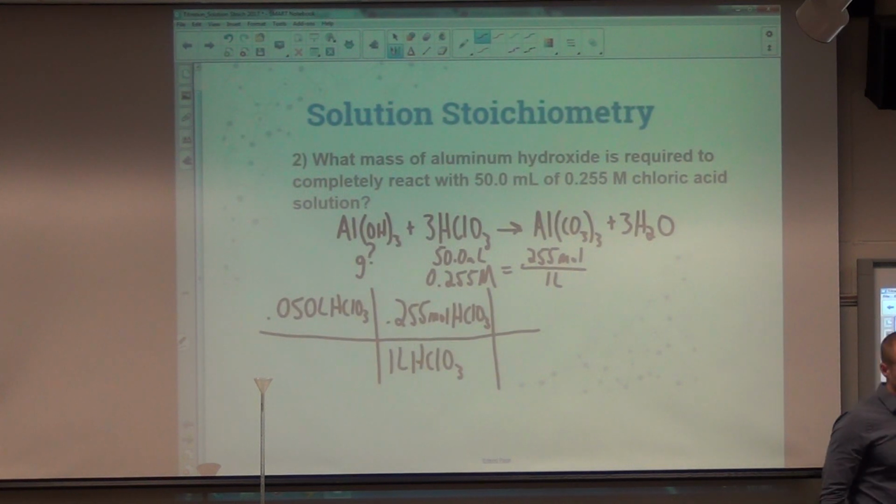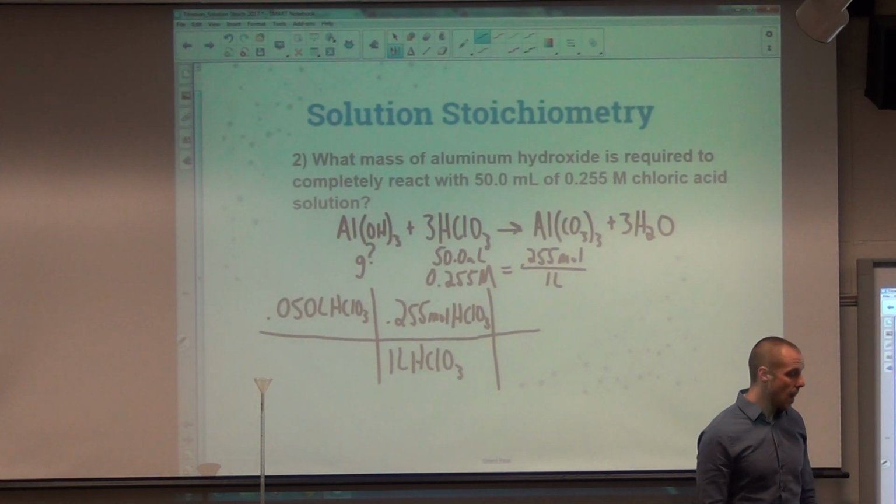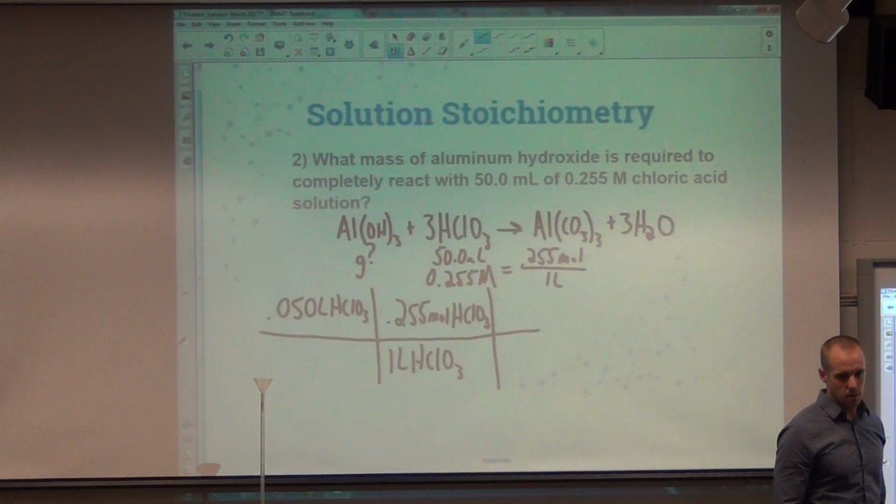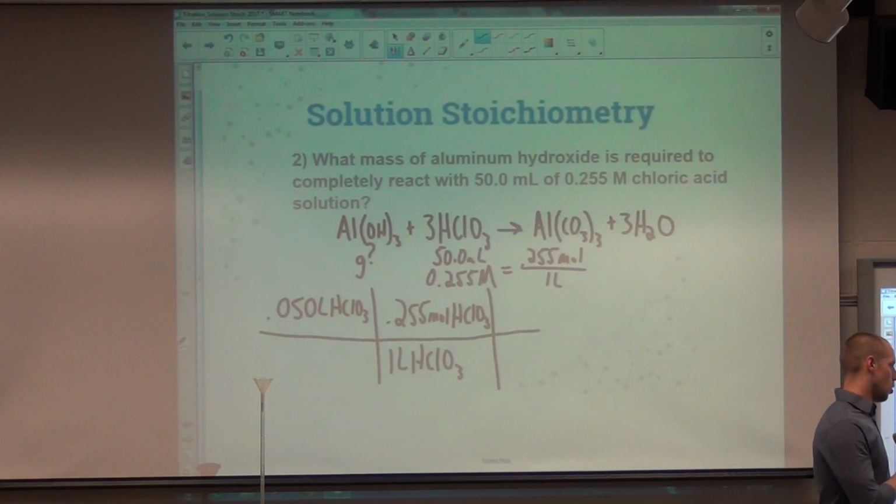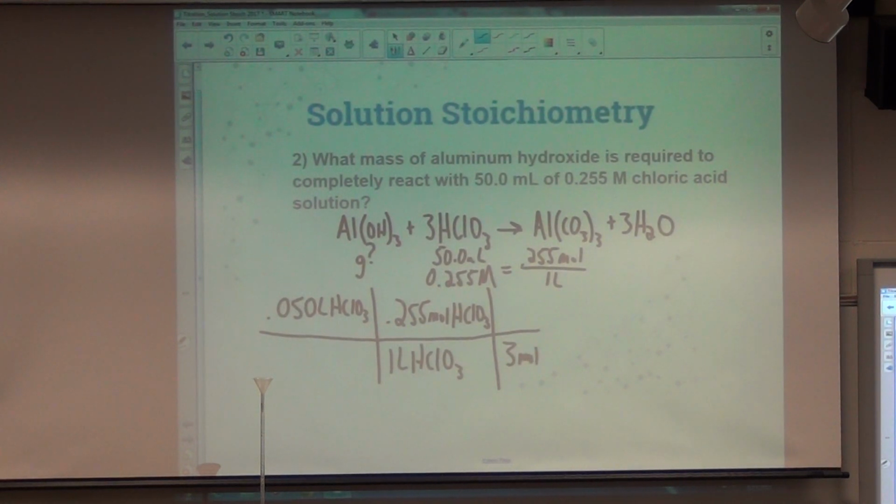Now we're at moles. Now it's just like we've always done, okay? We need to get from moles HClO3 to moles of aluminum hydroxide. So what's the mole ratio? It's 3 to 1, right? We have 3 moles of HClO3 on top to 1 mole of aluminum hydroxide.